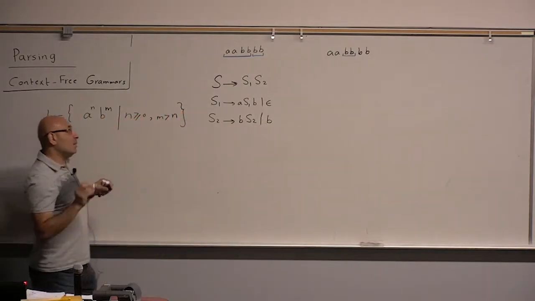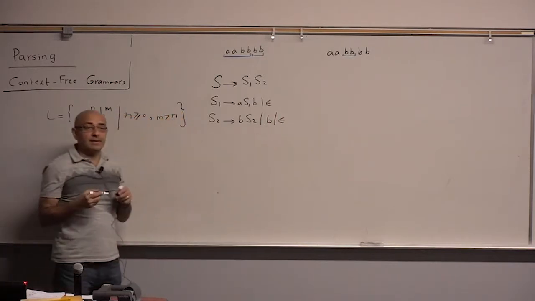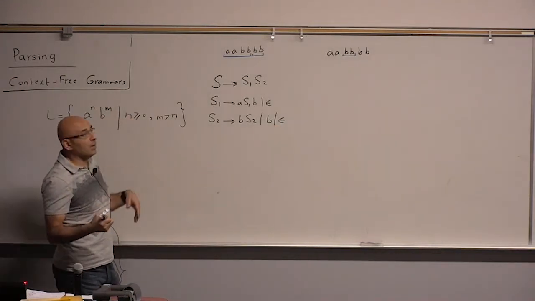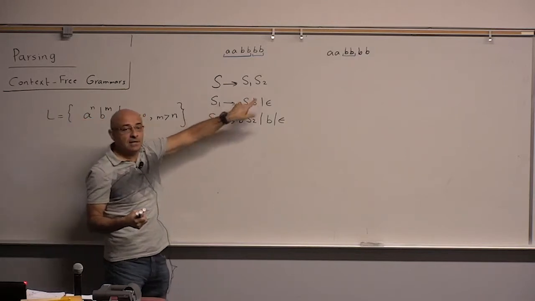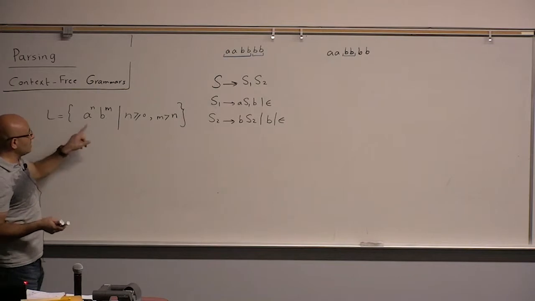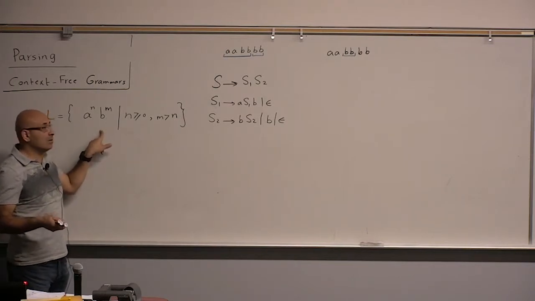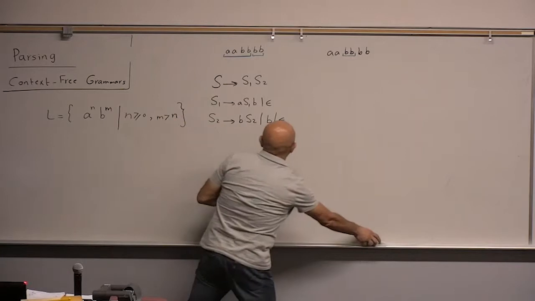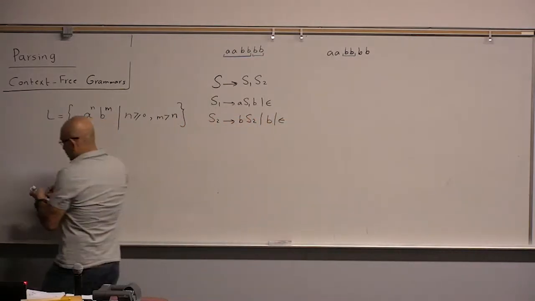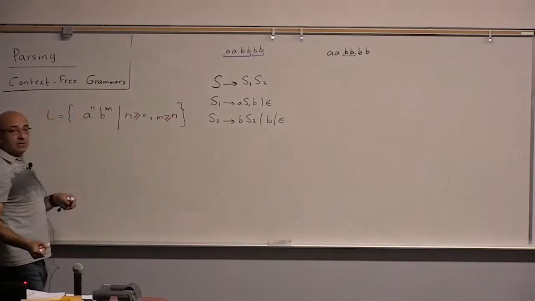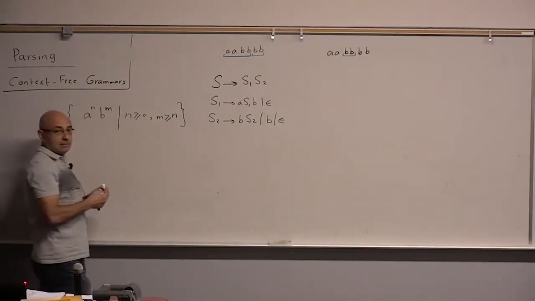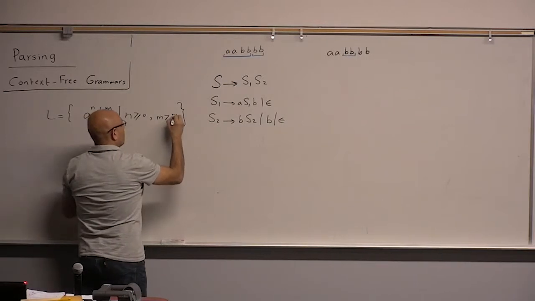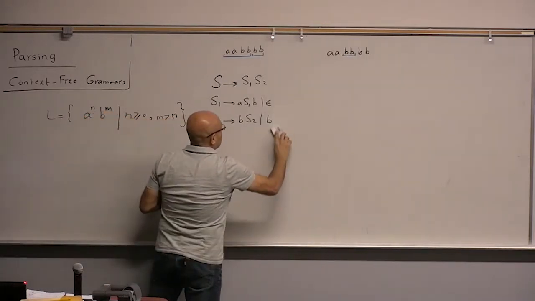Epsilon? No, if you add epsilon, it will be wrong. Why? You need at least one B, because then you can substitute epsilon for S2, which means that you can have an equal number of A's and B's. So if you substitute epsilon for this, you will have a string with an equal number of A's and B's, and that string does not belong to this language, because in order for the string to belong to this language, it has to have more B's than A's. So epsilon is wrong. But if this had been greater than or equal to, then epsilon would have been correct. So equality is not allowed.